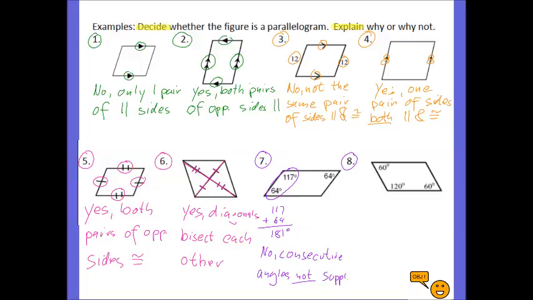If we look at example 8, however, and we take our measurements, 120 degrees plus 60 degrees is 180, so that works out. And in the other direction, we got 120 plus 60 again, so it's got to be 180 also. So this one is a parallelogram because the consecutive angles are supplementary.